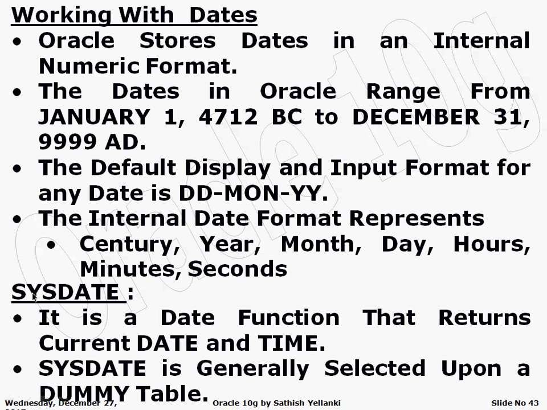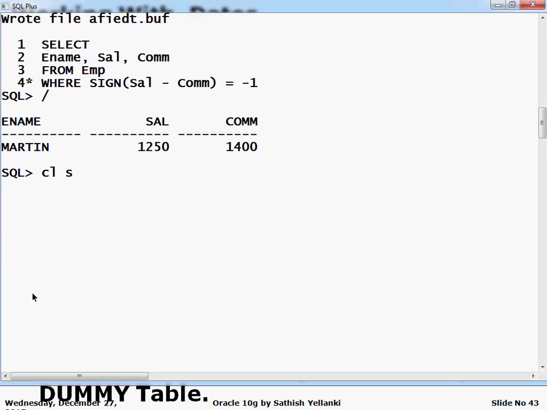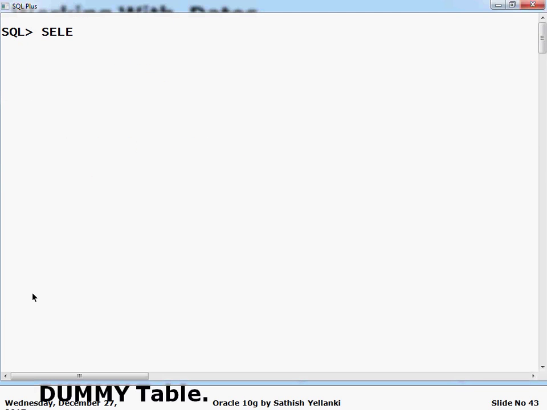Now, whenever I want the current date and time running on the server, at any point of time, I can always say select sysdate, that is today, from dual.